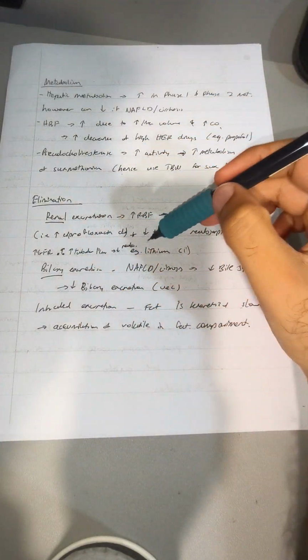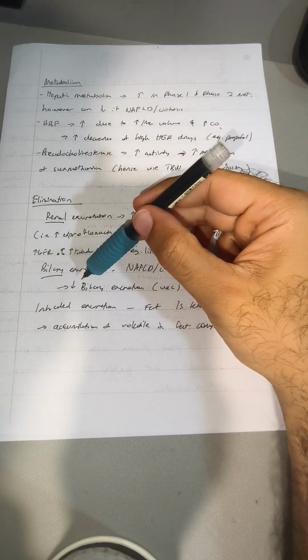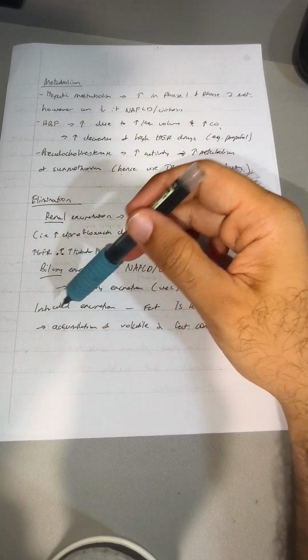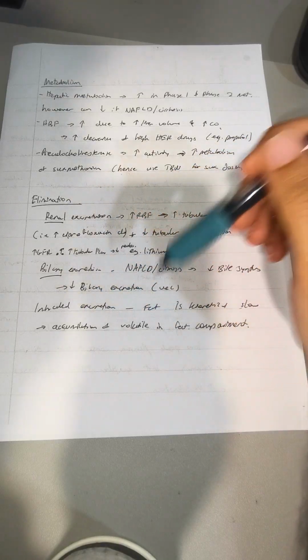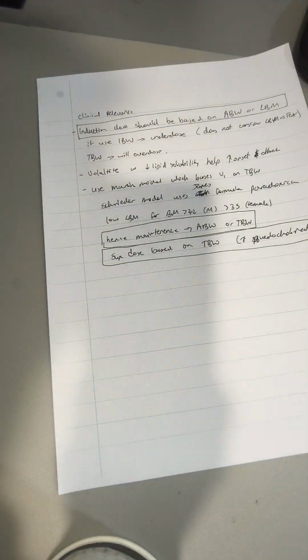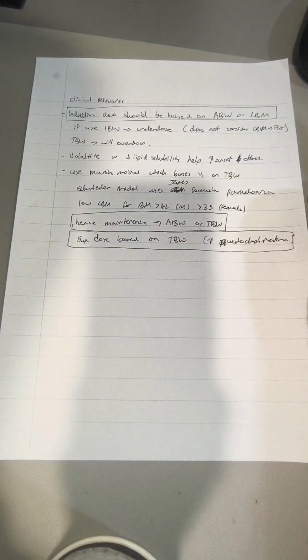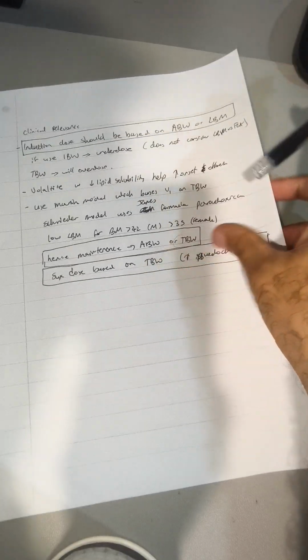And then you have biliary excretion. We talked about non-alcoholic fatty liver disease: decreased bile synthesis, decreased bile excretion, for example vecuronium. Inhaled excretion: fat is kinetically slow, so you have accumulation of volatiles. And then PD factors. Did it ask for PD factors? It actually only asks for pharmacokinetic factors, so we don't have to talk about PD factors.